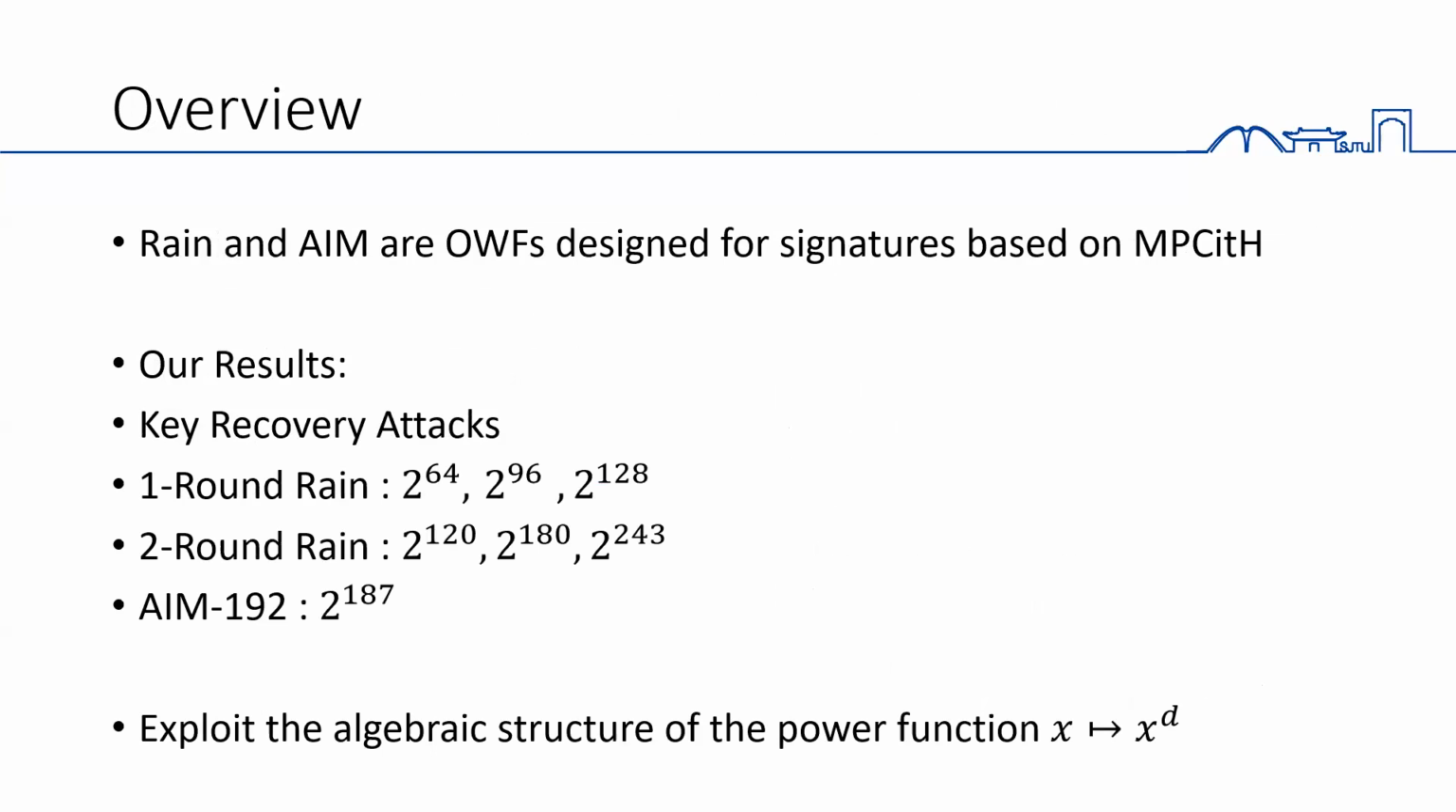And Rain and AIM are those one-way functions designed for signatures based on MPC in the head. So our result is that we found some non-trivial key recovery attacks on round-reduced Rain and AIM3, which is the 192-bit version of AIM. In our attack, we exploit the algebraic structure of the power function x to the power of d.